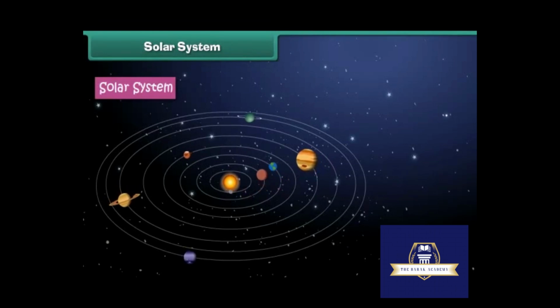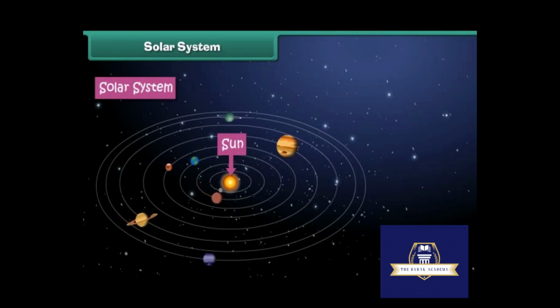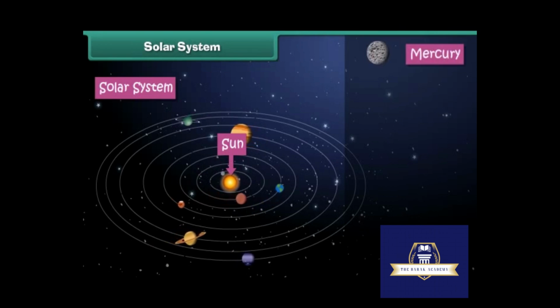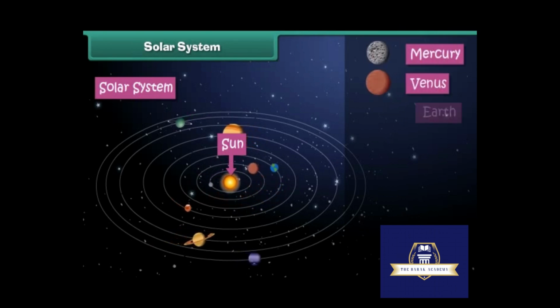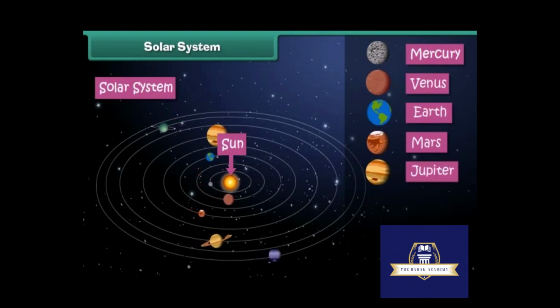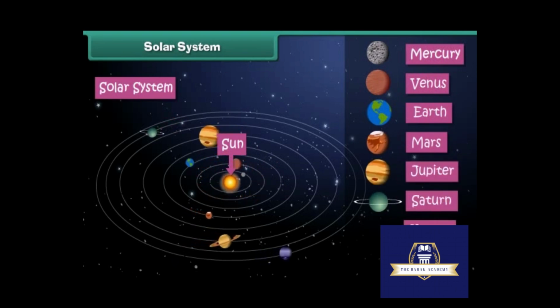Solar System. We live in the solar system. The solar system is the family of Sun and its 8 planets. In the solar system, the Sun is placed at the center and the 8 planets revolve around it. The 8 planets are Mercury, Venus, Earth, Mars, Jupiter, Saturn, Uranus, Neptune.